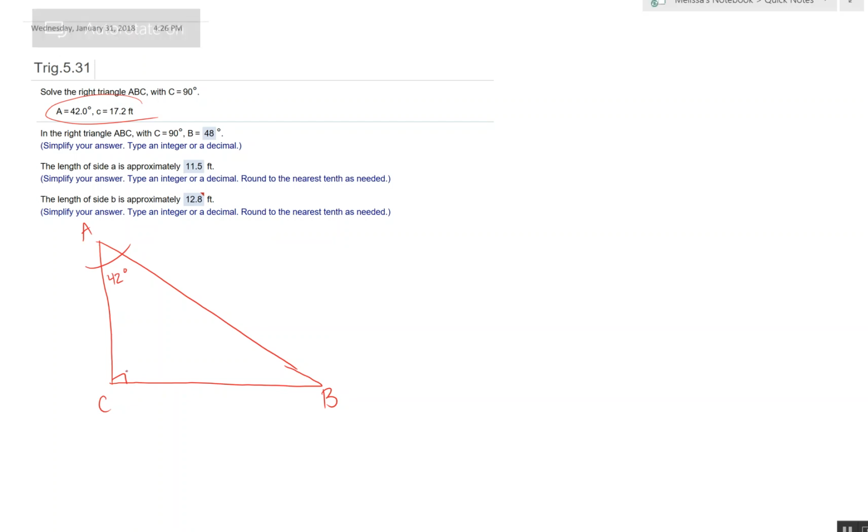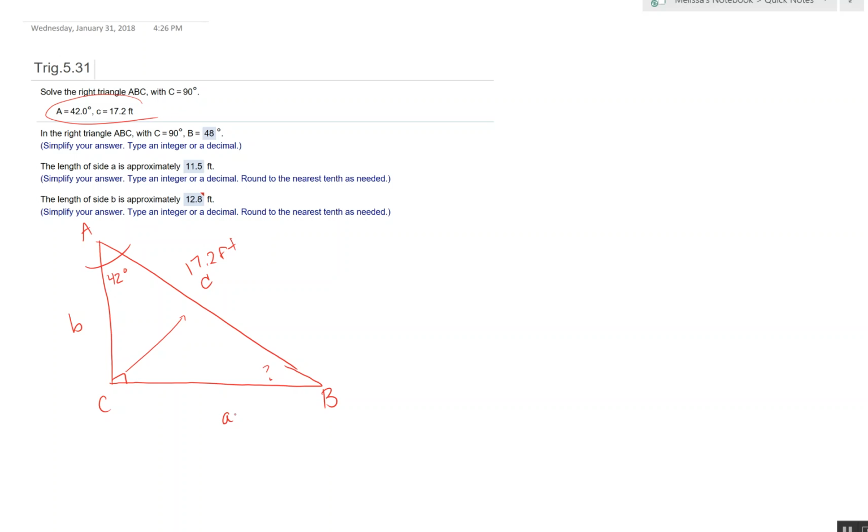Side C is across or opposite from angle C. So the lowercase sides will always be directly across from the capital angles. So side C, which is the hypotenuse, is 17.2 feet. So my goal is to figure out angle B, side B, which is across from angle B, and side A, which is across from angle A.